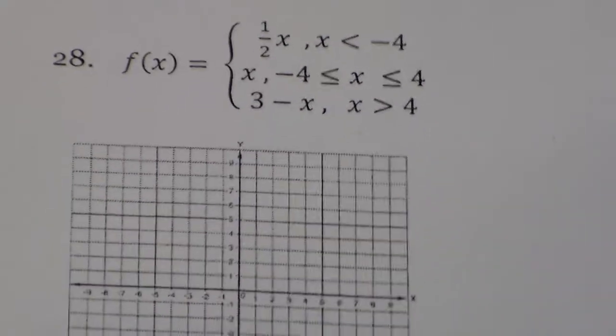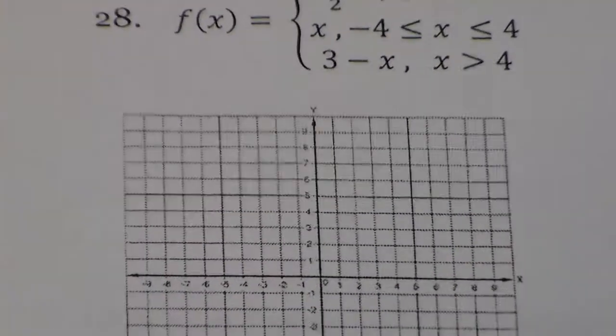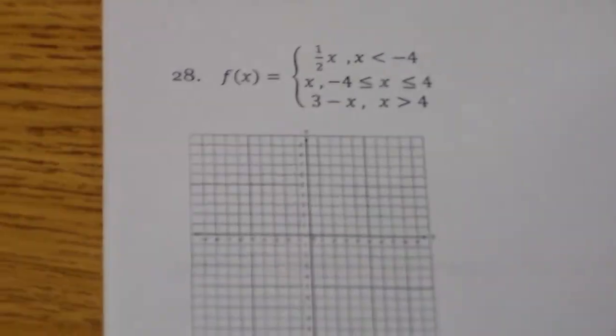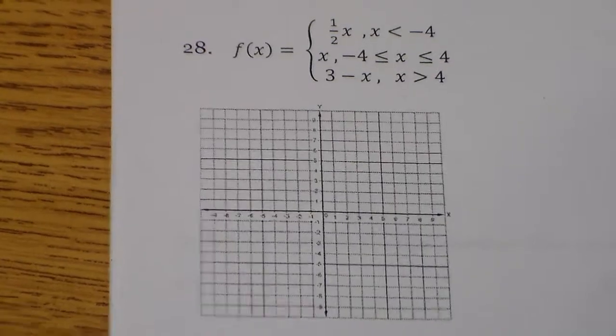So last one is 28 and 29. So there will be matching, hopefully, on the test for you, but know how to do it by hand as well, which is awesome. So here's 28, and it's asking us not to match, it's asking us to graph it, which you can do with an XY table if you want to, which is what I teach in class.